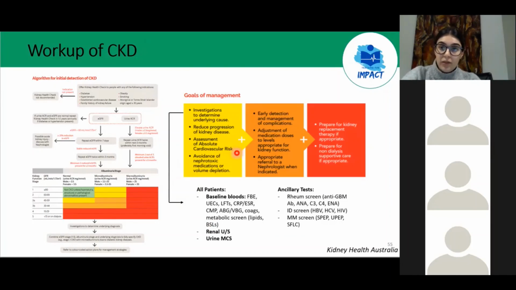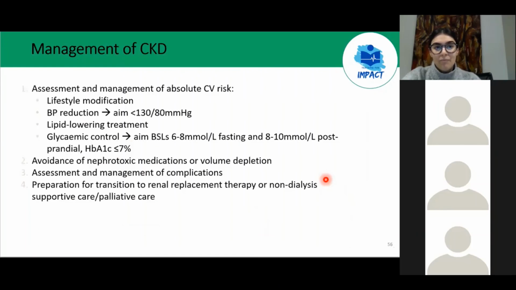After you've been diagnosed with chronic kidney disease, there are some further tests that you need to do in order to work this patient up properly. So some baseline bloods, a renal ultrasound, and also a urine MCS. There are also some ancillary tests that you might consider depending on the history of the patient.